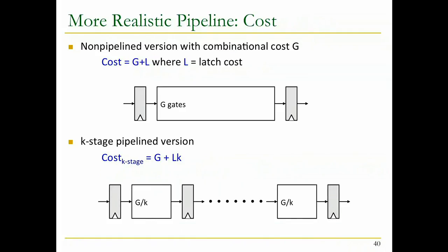Okay, so there's also a cost aspect of this. If you look at this non-pipeline version, the cost is the number of gates that you have, let's say, and the latch cost. But if you have a k-stage perfectly pipelined version, hopefully you'll divide the g gates for each stage to g divided by k. Again, that's perfect. That's very hard to achieve. But your latch overhead jumps through the roof again, right? If you have k stages over here, you pay the latch overhead for every stage.